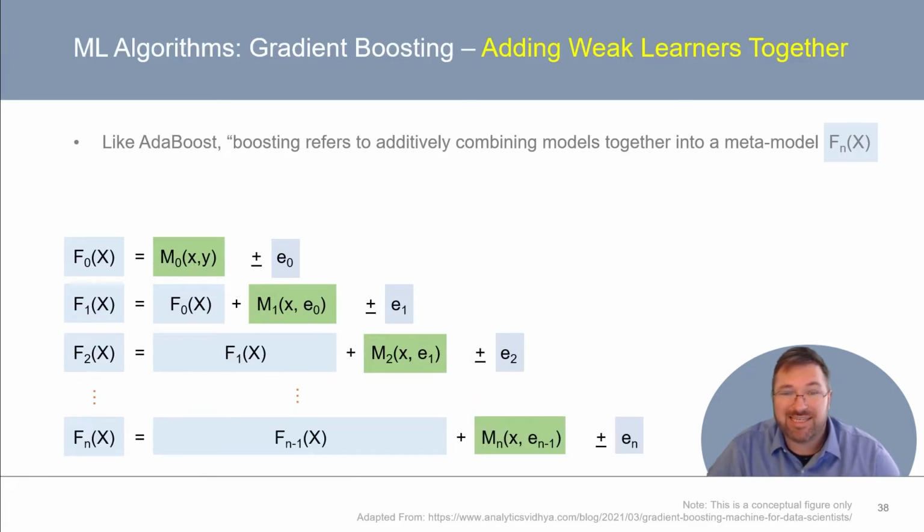As we've seen, this continues on until we train a final weak model m sub n and add it to our final meta model f sub n, and this gives us the final error of our trained gradient boosting model, that error being e sub n.